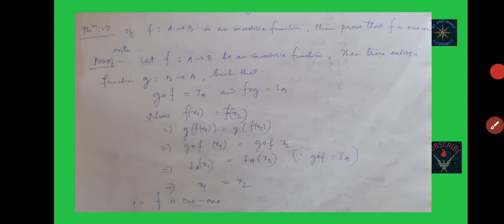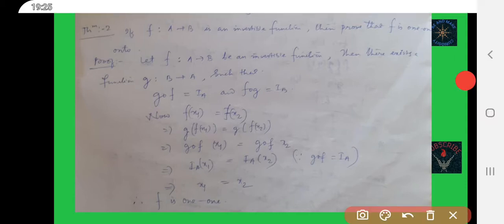Now theorem 2. If function f mapping from A to B is an invertible function. Here what is given? Function f is an invertible function. Now we have to prove that f is a 1-1 onto function.